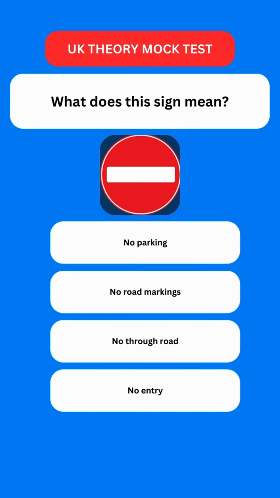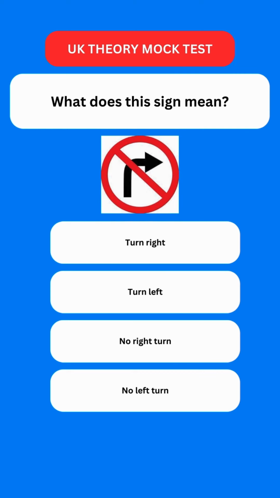Next question is, what does this sign mean? Options are no parking, no road markings, no through road, or no entry. So the correct option is the last one. This sign means no entry. Next question is, what does this sign mean? Options are turn right, turn left, no right turn, or no left turn. So the correct option is the third one. This sign means no right turn.